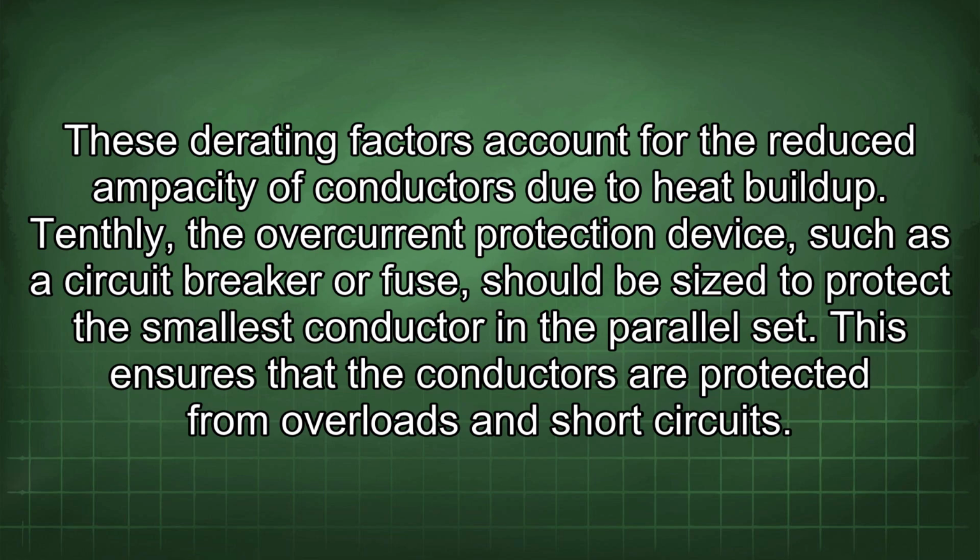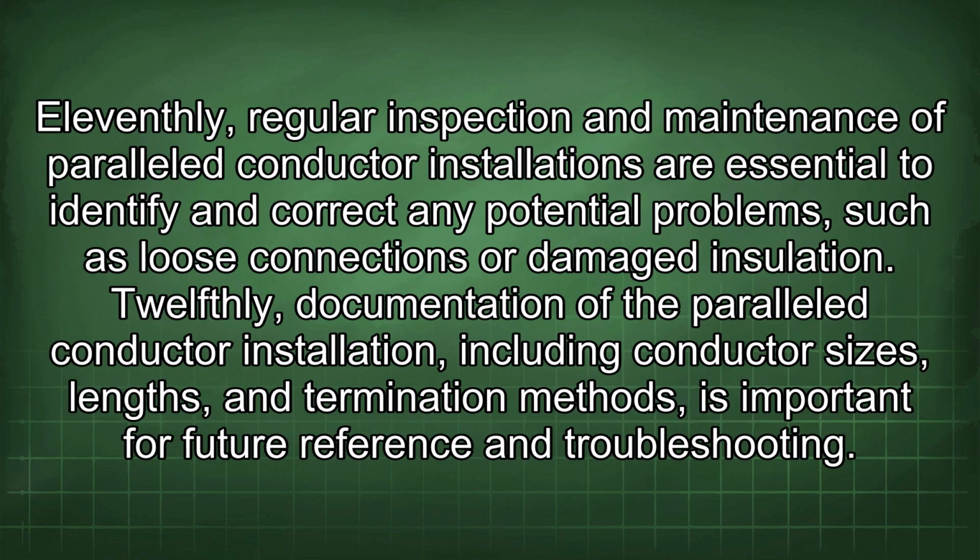Tenthly, the overcurrent protection device, such as a circuit breaker or fuse, should be sized to protect the smallest conductor in the parallel set. This ensures that the conductors are protected from overloads and short circuits. Eleventhly, regular inspection and maintenance of parallel conductor installations are essential to identify and correct any potential problems, such as loose connections or damaged insulation. Twelfthly, documentation of the parallel conductor installation, including conductor sizes, lengths, and termination methods, is important for future reference and troubleshooting.